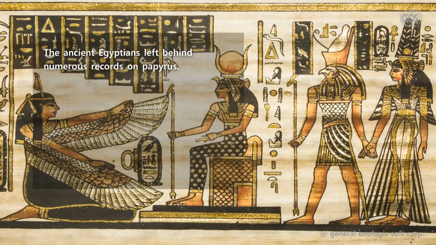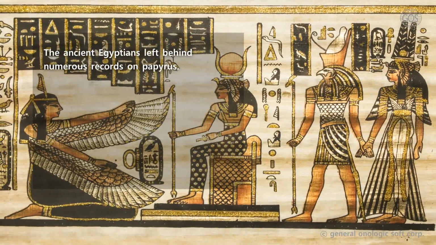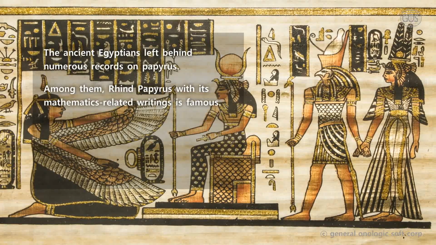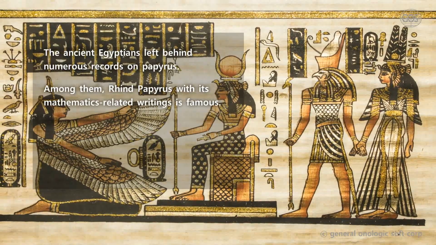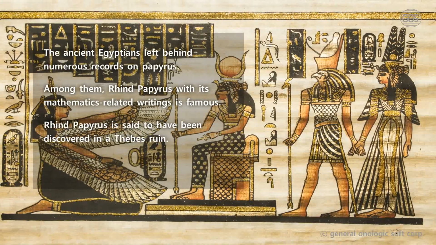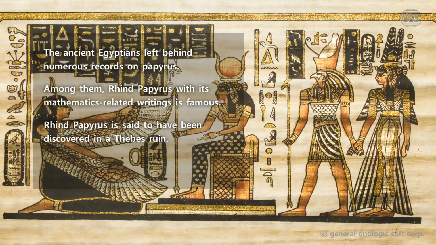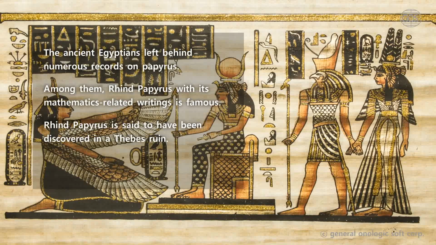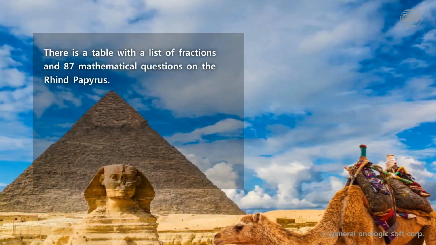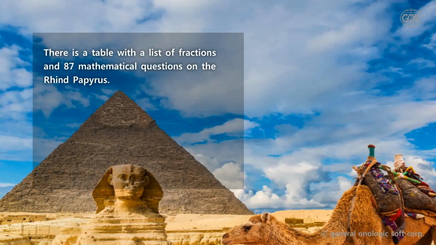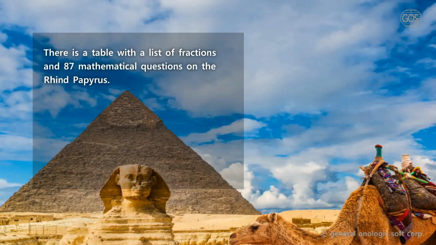The ancient Egyptians left behind numerous records on papyrus. Among them, Rhind Papyrus with its mathematics-related writings is famous. Rhind Papyrus is said to have been discovered in a Thebes ruin. There is a table with a list of fractions and 87 mathematical questions on the Rhind Papyrus.